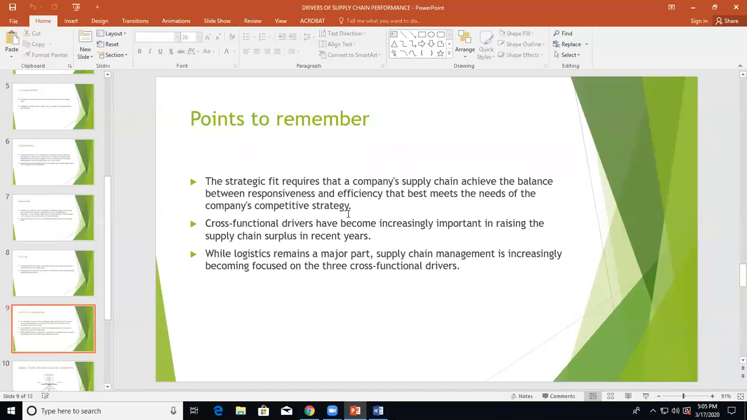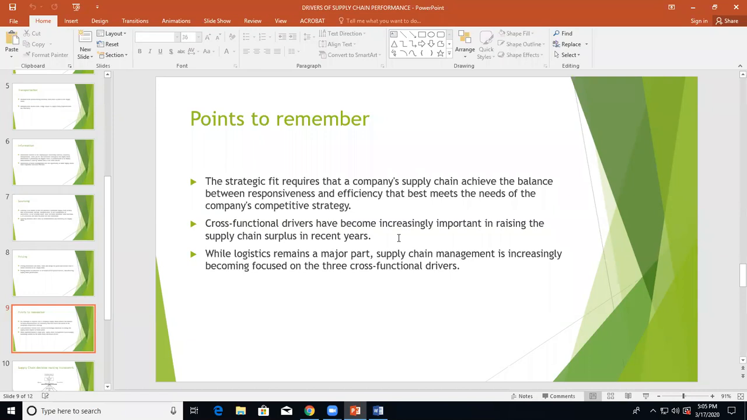And the second point is cross-functional drivers have become increasingly important in raising the supply chain surplus in recent years. Yes, cross-functional drivers have become increasingly important. The other drivers are also important, they are major, but cross-functional drivers make the companies distinct from the others.